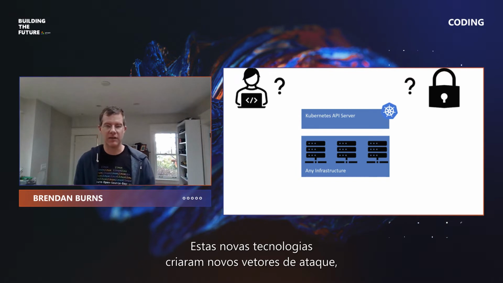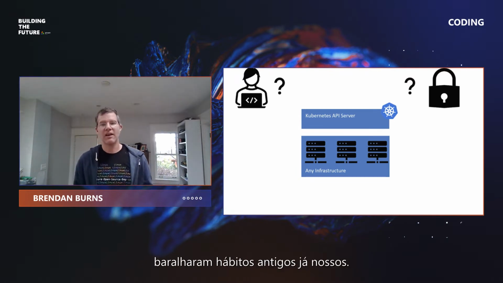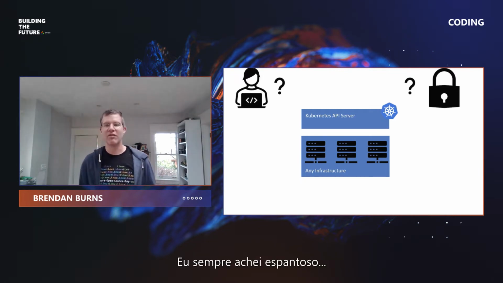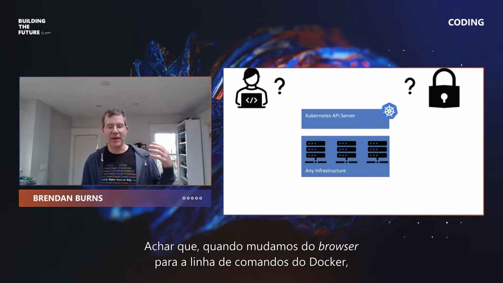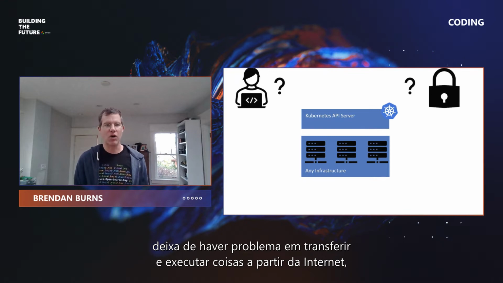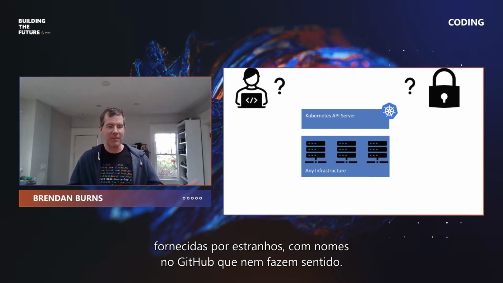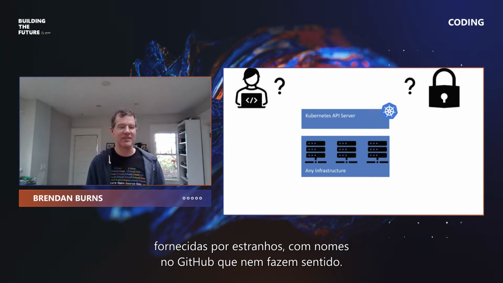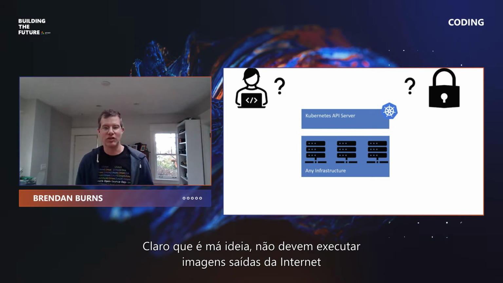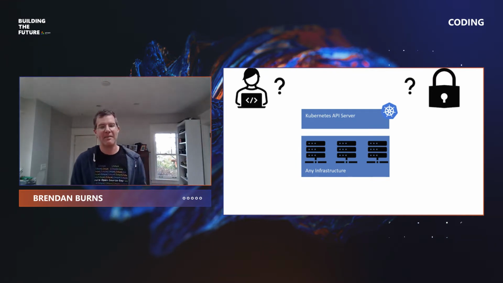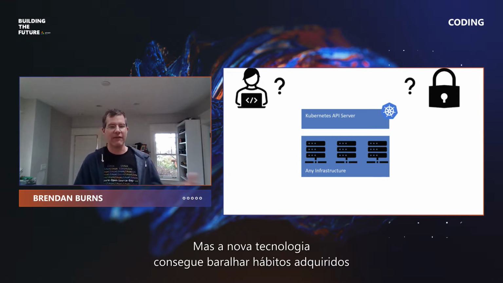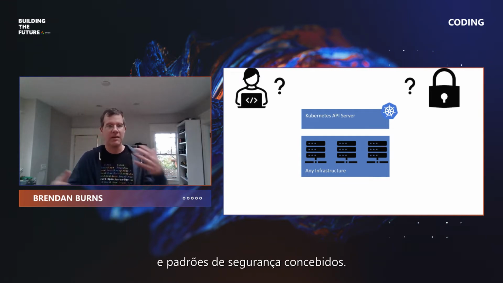Because these new technologies have created new attack vectors, have obfuscated old habits that we had learned. I've always said it's kind of amazing how, by changing from a web browser to the Docker command line, suddenly it became okay to download and run things off the internet, supplied by random strangers with GitHub handles that don't necessarily make even sense. Obviously, that's a bad idea. You should not be running images just straight off the internet without checking where they're coming from. But new technology has a way of obfuscating old habits and old security patterns that we've designed.